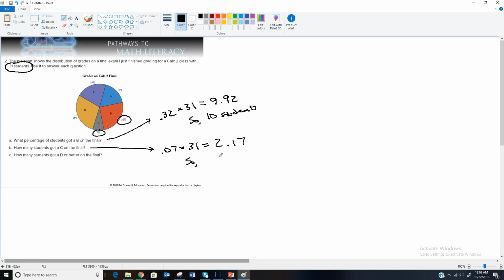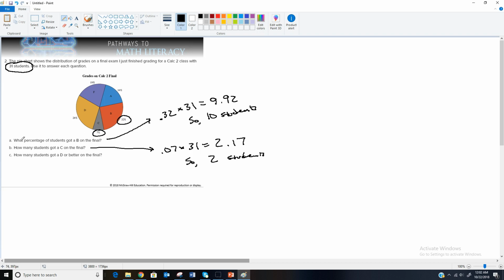So again, rounding, that would be likely to be 2 students. How many students got a D or better? So that's not just asking a D, it's a D or better.